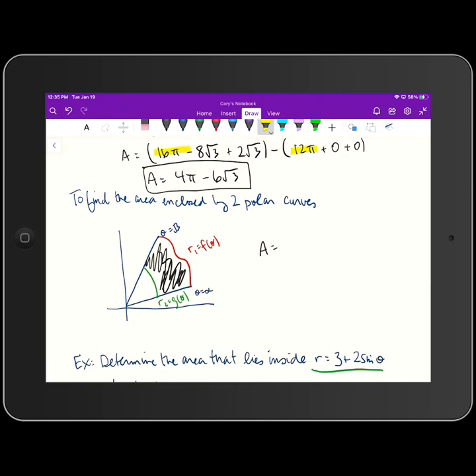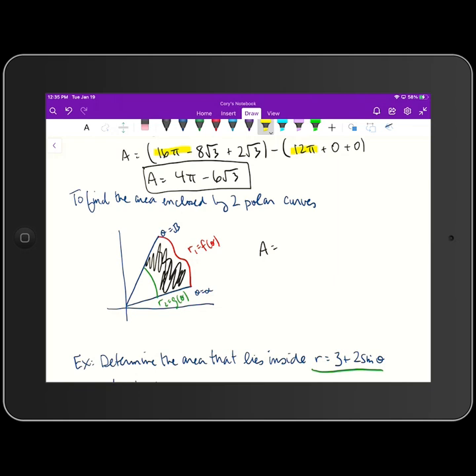Let's make things a little bit more complicated now. We want to find the area enclosed by two polar curves. Okay, so let's say we are looking at this curve between the angles of theta is equal to alpha and theta is equal to beta. And then our two curves are r sub 1, which is equal to f of theta, and r sub 2, which is equal to g of theta.